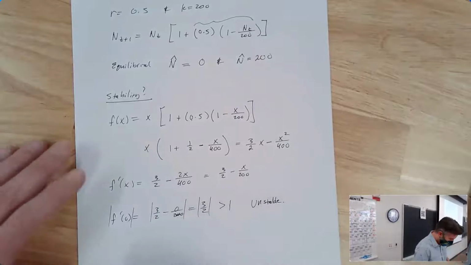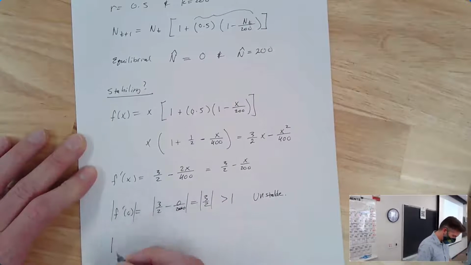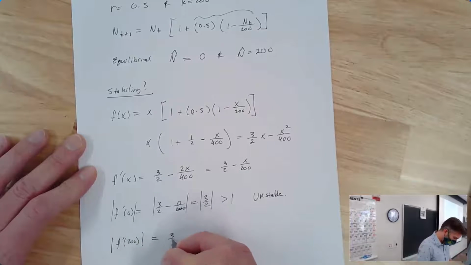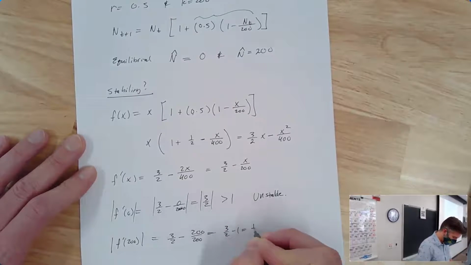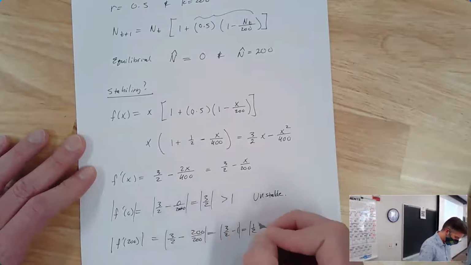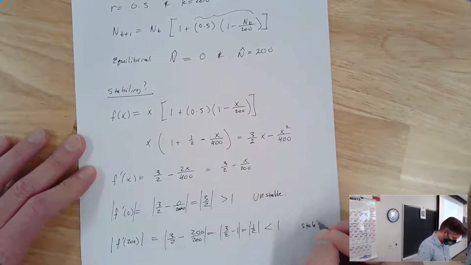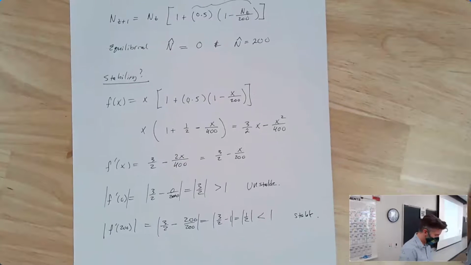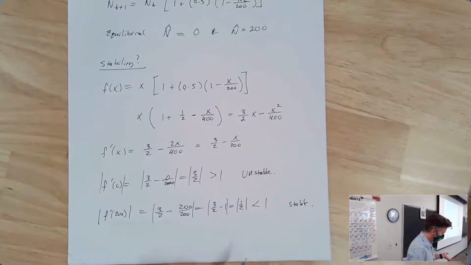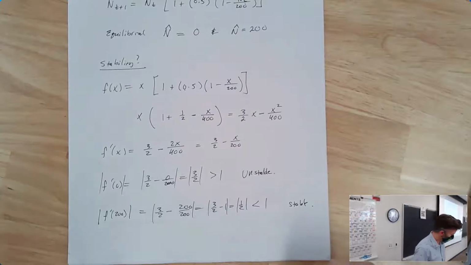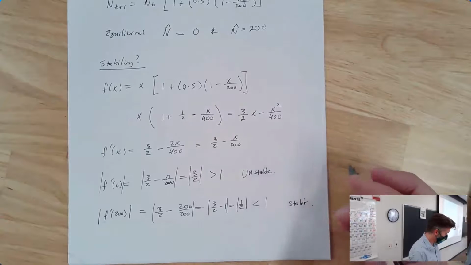And then we look at the other one, f prime of 200. Well, that's going to be 3 halves minus 200 over 200, which is 3 halves minus 1, which is 1 half. And again, that's less than 1. So it's going to be stable. So kind of interestingly, if you start with values that are larger than 200, you're going to get pushed back down to 200. Start with values that are a little less than 200, you're going to get pushed up towards 200. Yeah, kind of all there is to say about that.